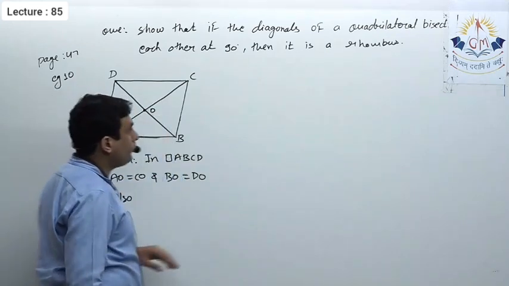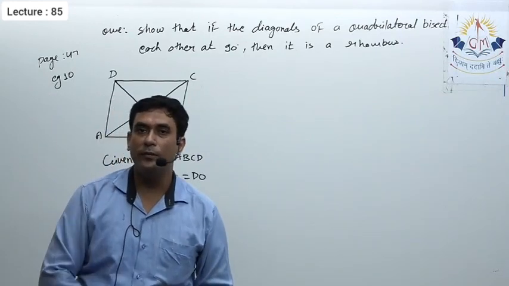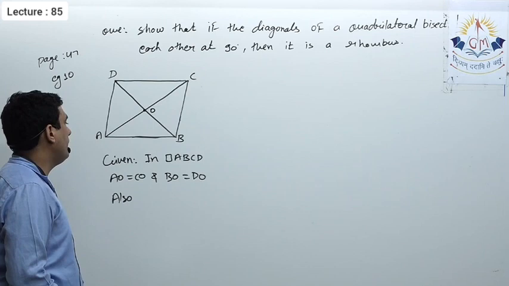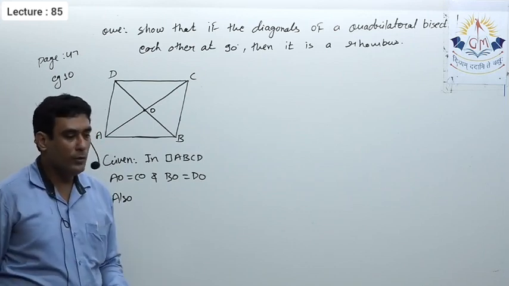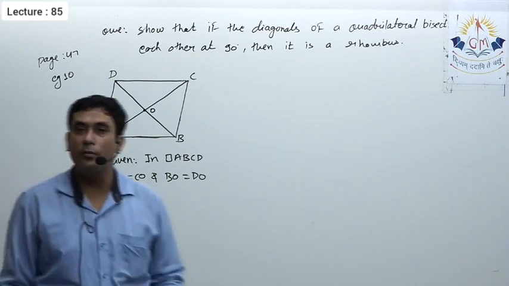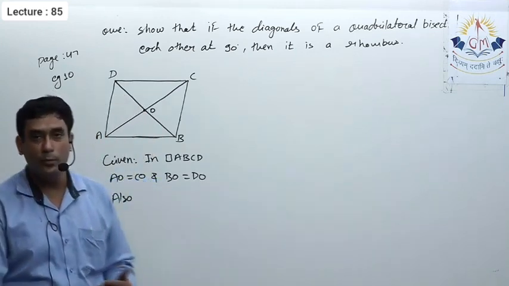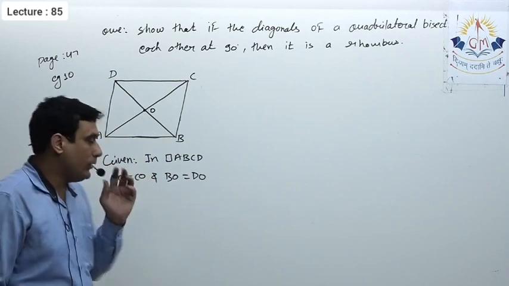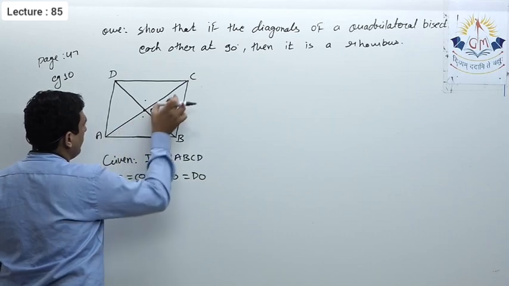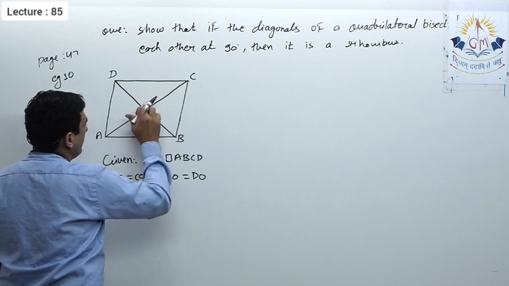First of all, to prove a quadrilateral is a rhombus, we have to prove it's a parallelogram. To prove the quadrilateral is a parallelogram, we have to prove one pair of opposite sides is equal and parallel, or we can prove both pairs of opposite sides are parallel, or both pairs of opposite sides are equal. So here I will prove these two triangles congruent, because we have AO equal to CO, BO equal to DO, and these two angles are equal by vertically opposite angles.